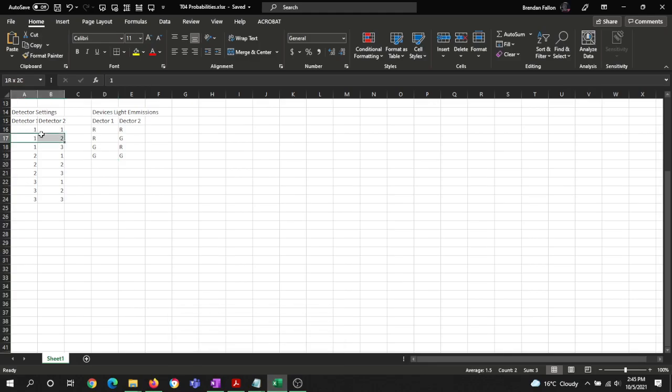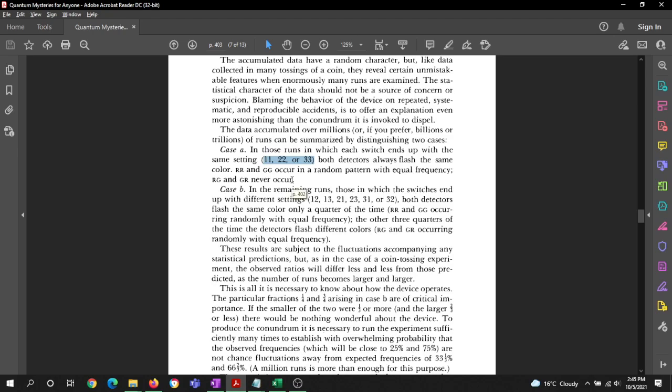So here we have 1, 1, 2, 2, and 3, 3. Those we should assume should always give some combination of red, red, or green, green. So that's at least a little bit of the possibilities out of the way.